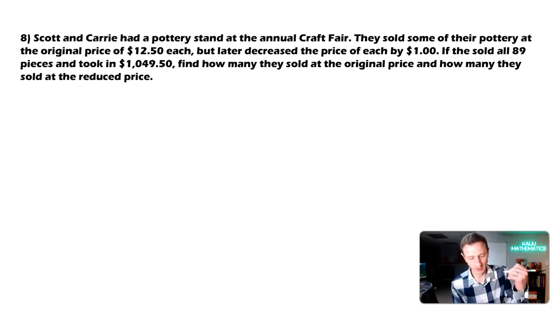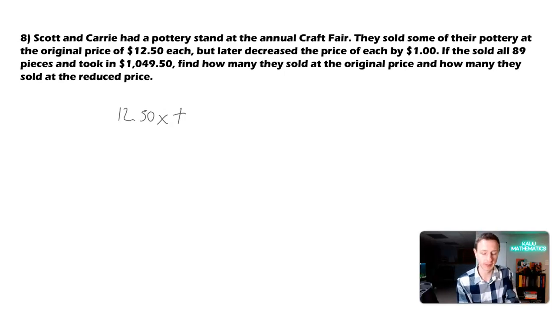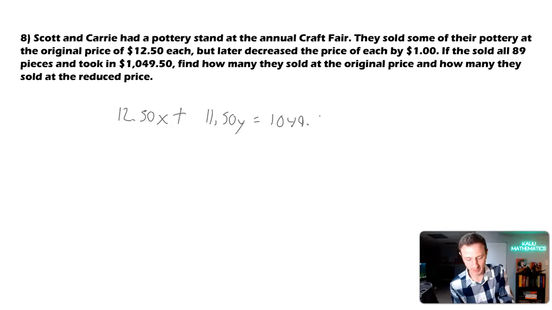So we have an original price of $12.50. We sold some amount, but then we decreased the price by $1. So let's keep that in mind. We have $12.50 times some amount that we sold, plus, I'm sorry, we decreased by $1, so then we sold them for $11.50, and we sold some amount. And together we made $1,049.50 in the end. So there is our first equation.